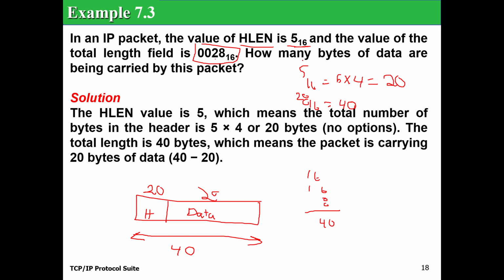Simple. So in here it tells you the header length is 5. That means 5 times 4, 20. Then the whole thing is 40. So how much is the data? The real data is 20. 20 plus 20, 40.